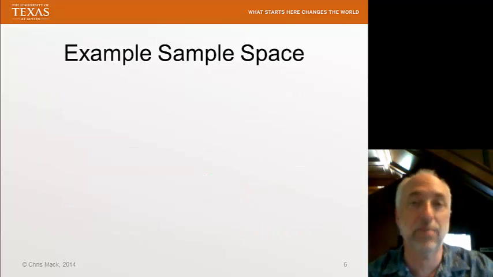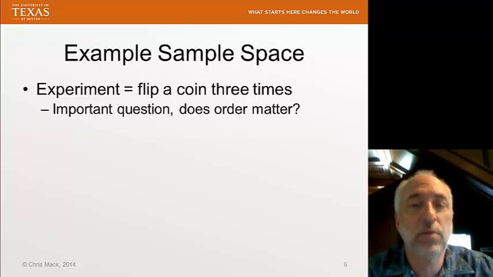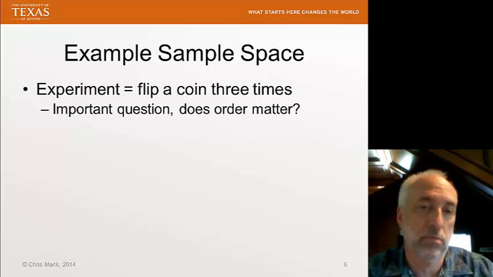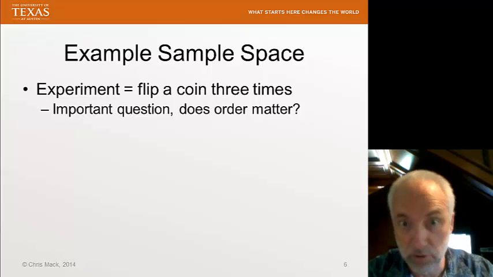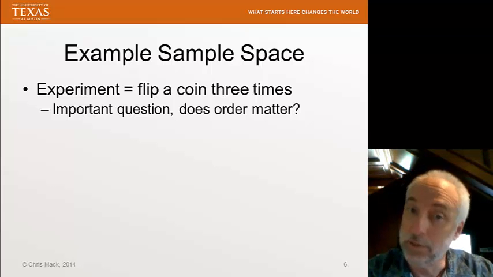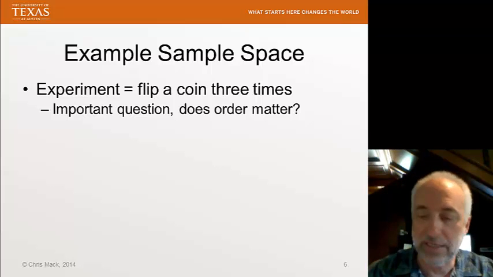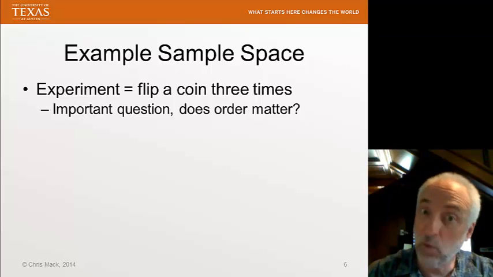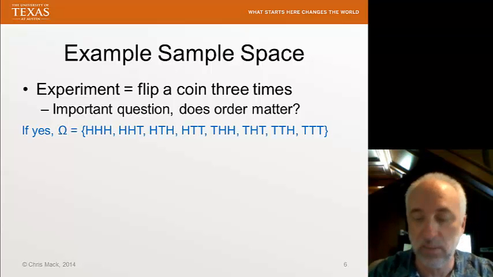So what are some example sample spaces? Here's my experiment. I flip a coin 3 times, and I look at the heads and the tails that result from those 3 coin flips. One important question is, am I defining order as mattering or not? Let's suppose I say order matters. Then what are all the outcomes of my experiment? Well, I can list all the possibilities.